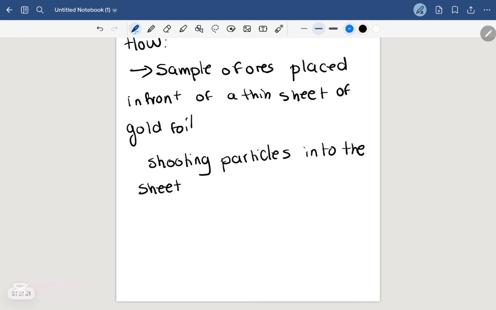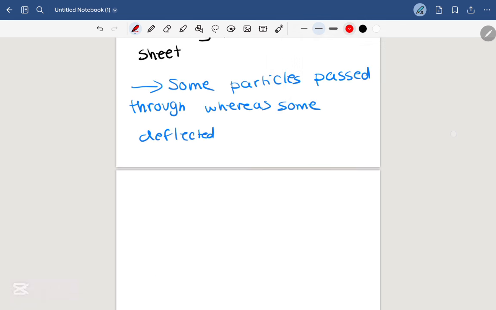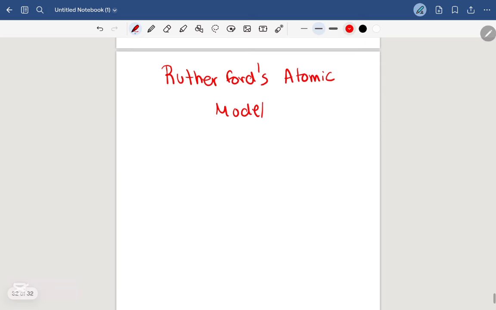And what did they discover from this? They discovered that some particles, not all, some particles passed through, whereas some deflected or bounced back. Now, because of this experiment, they created what? They created something called Rutherford's atomic model. Now, how does Rutherford's atomic model go?